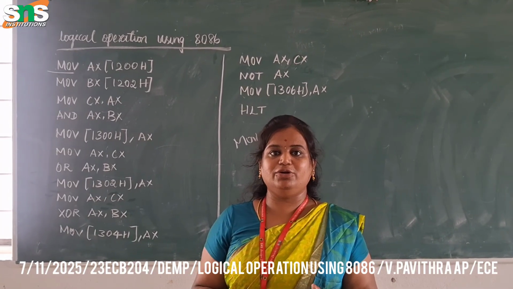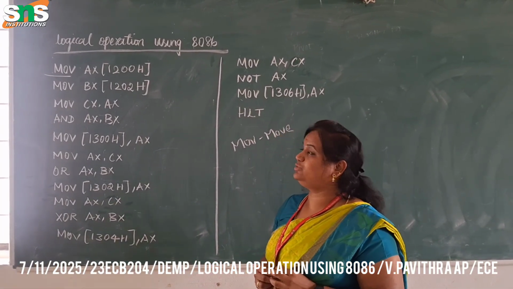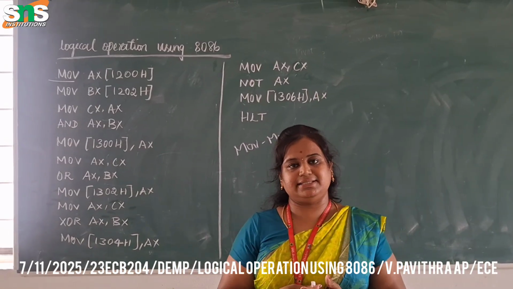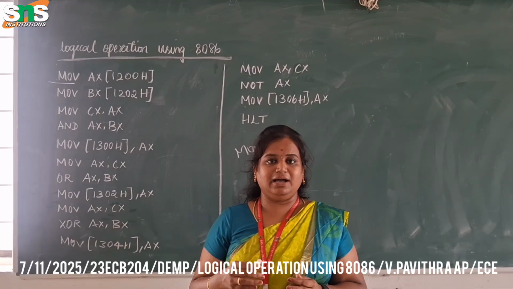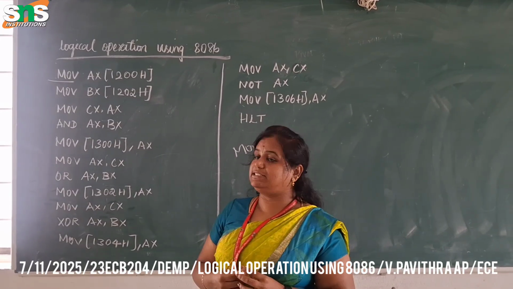In this video, we are going to see about the topic logical operation using 8086. 8086 is nothing but a microprocessor. The basic processor is 8085. After that, the next processor is 8086.